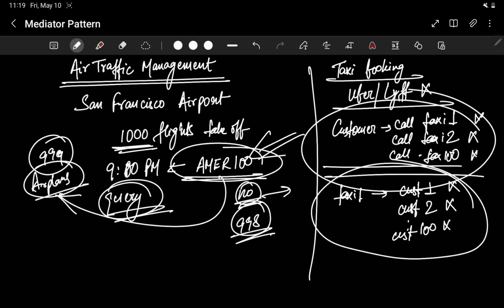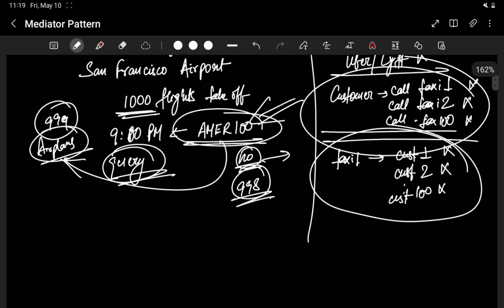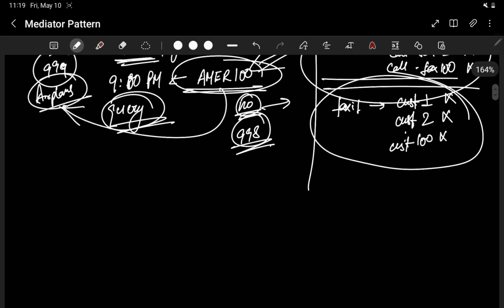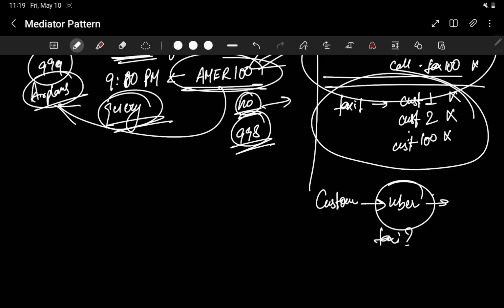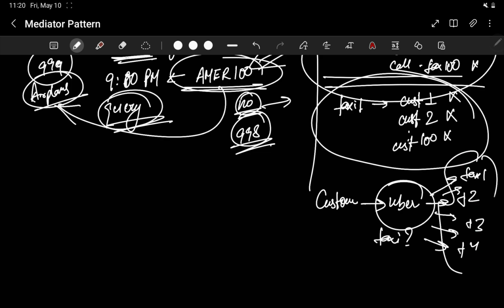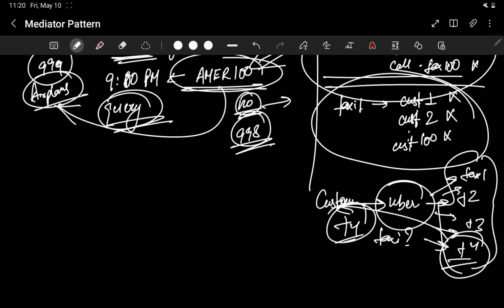What Uber or Lyft does is, there is a system that does this. There is a customer who talks to Uber. Is there any taxi? Uber talks to the other taxis. Are you available? Are you available? Taxi 1, taxi 2, taxi 3, taxi 4. It talks to all the other taxis, and if any of them replies yes, it says yes. Then it says to the customer, yes, T4 is available and it will come to you. Okay.